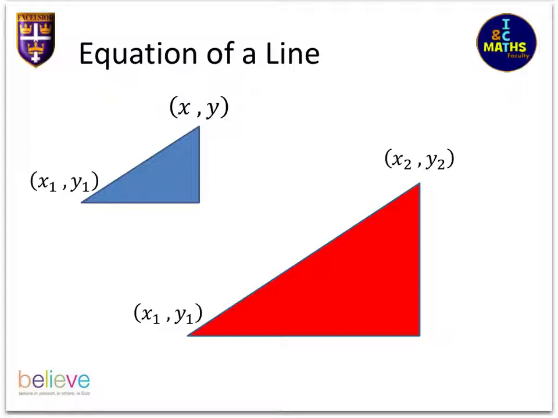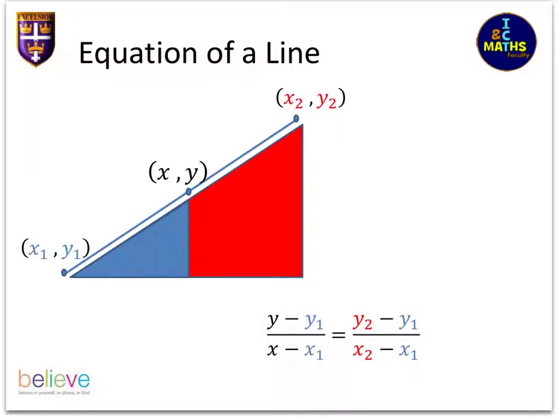So I've moved the 2 triangles apart, but you can see they're still labelled. This one began at x1, y1, and its hypotenuse stretched up to xy. This red triangle began at the same point, x1, y1, and its hypotenuse stretched up to x2, y2. And what I'm really going to be interested in doing is comparing that vertical distance on the blue one with the horizontal distance on the blue one, and knowing that because they're similar triangles, I should get the same result if I look at the vertical distance on the red one compared to the horizontal distance on the red one.